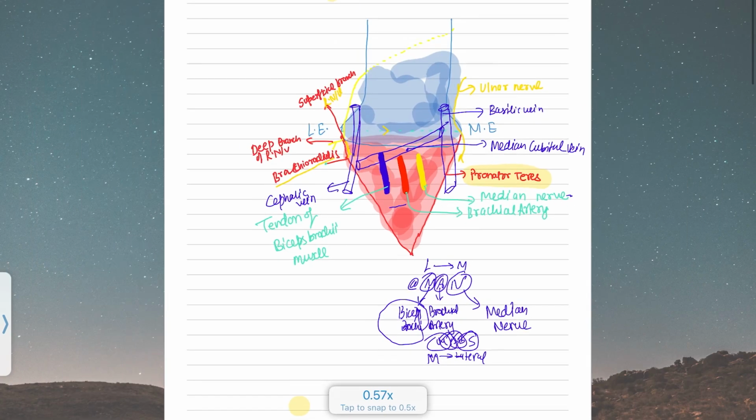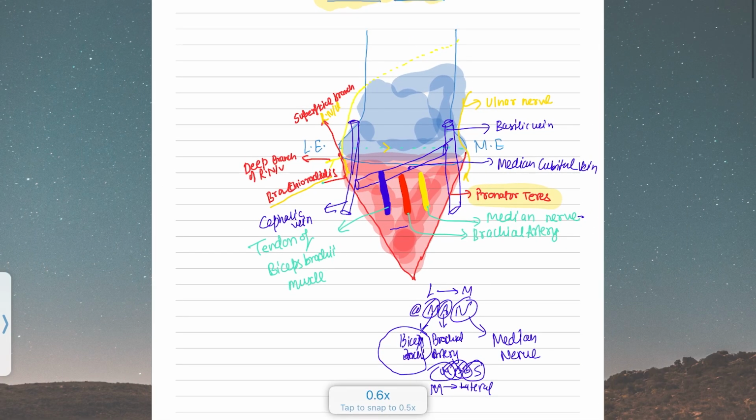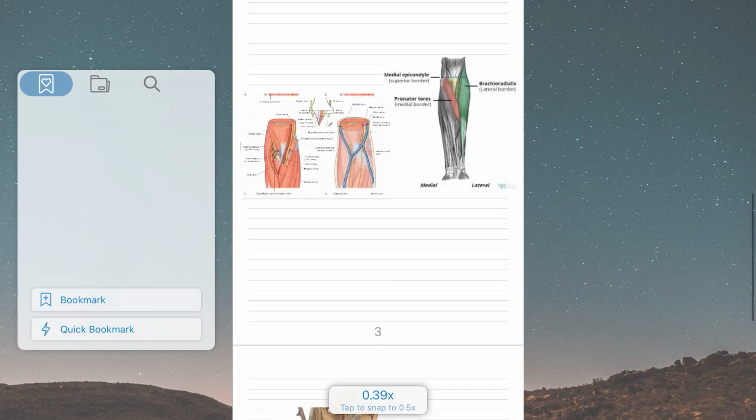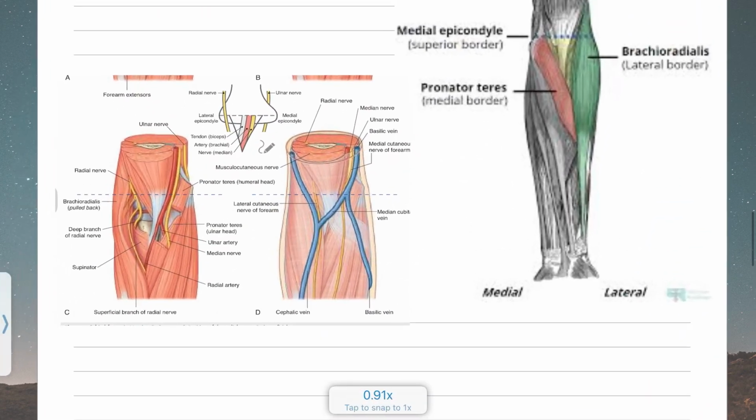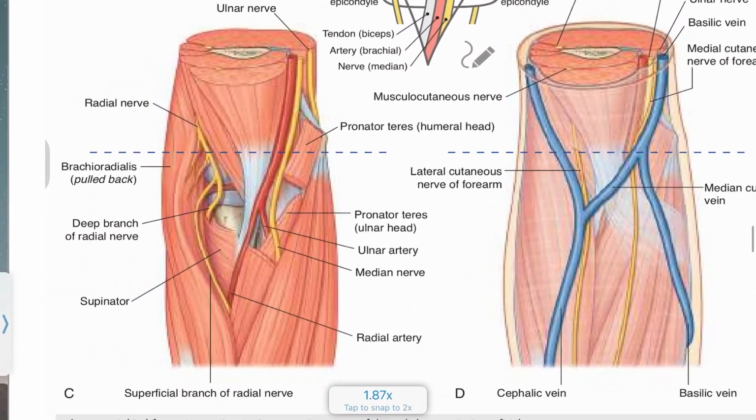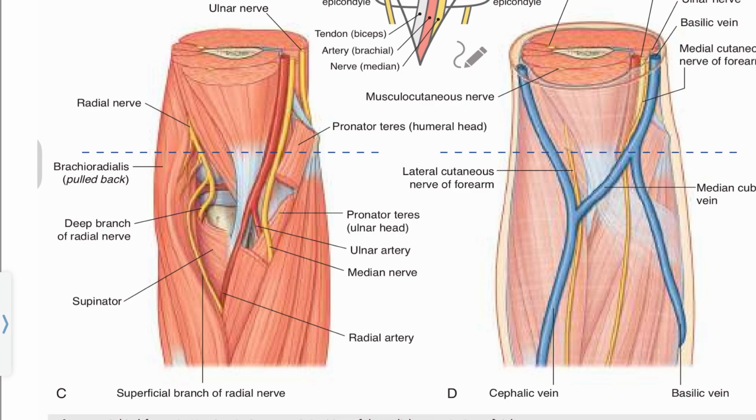So yeah, I guess that would be enough for today, and this is everything you should know about this topic. Let me show you something. I have brought some pictures for you. This is from Gray's Anatomy.